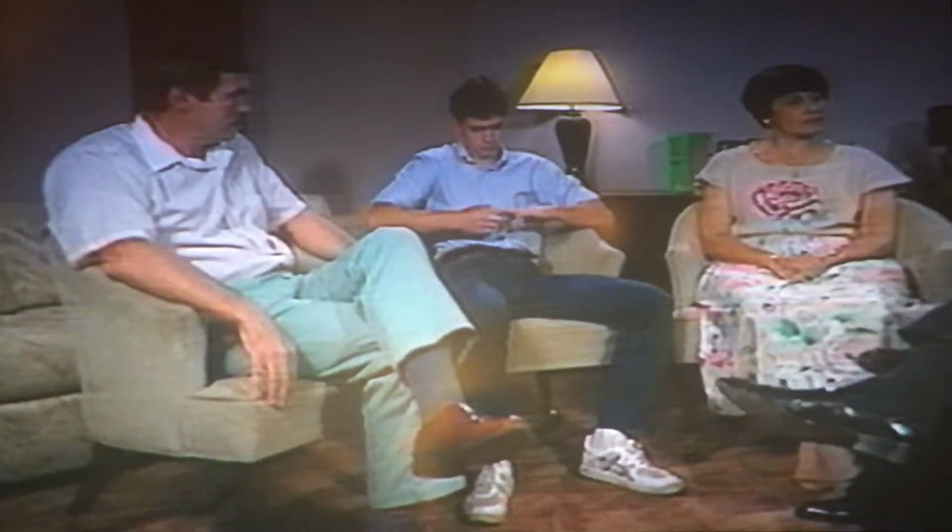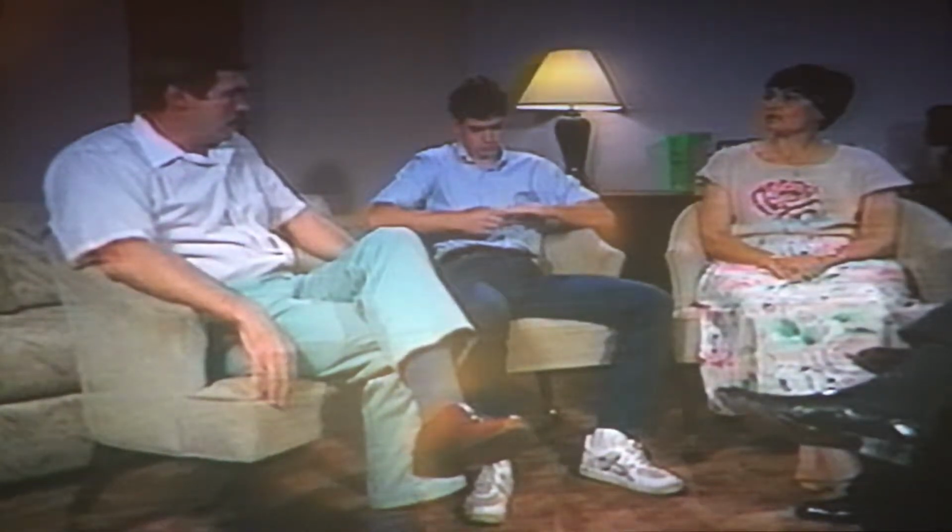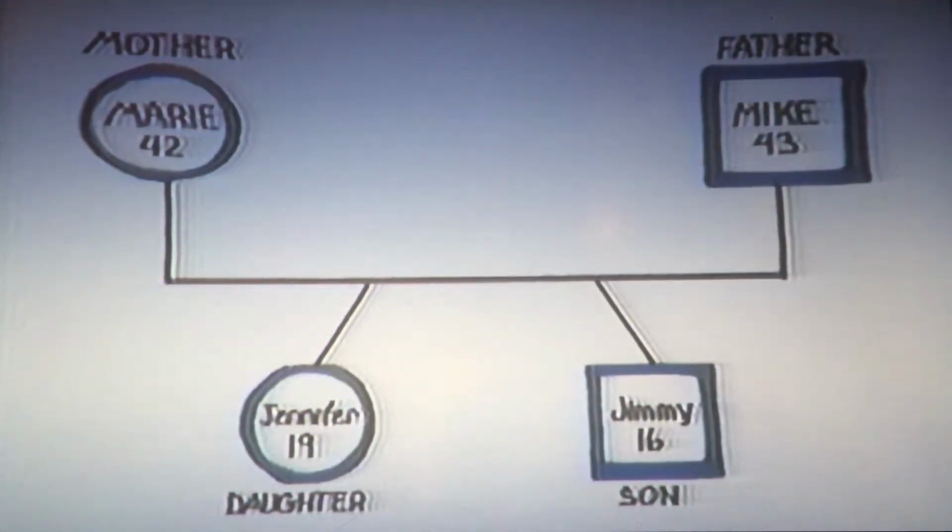We will here present a simulated family interview that will offer an example of interventions that might be made by strategic-oriented family therapists in working with a family. In this instance, Dr. Corrales and Dr. Rotrock will act as co-therapists. Appearing on the screen is a simple family genogram of the nuclear family unit. 19-year-old Jennifer is away at college and is not involved in the family interview. The participating family members include Marie, the mother, age 42, Mike, the father, age 43, and son Jimmy, age 16.